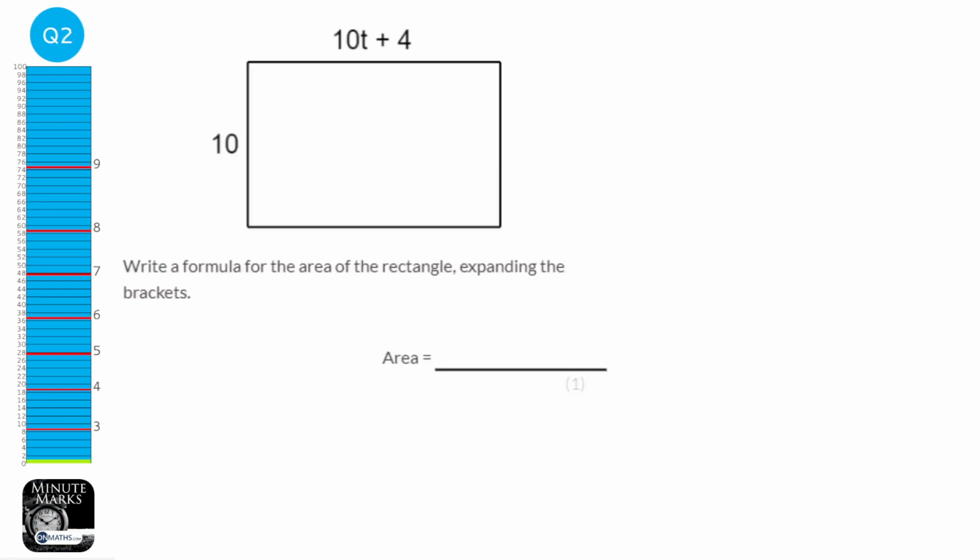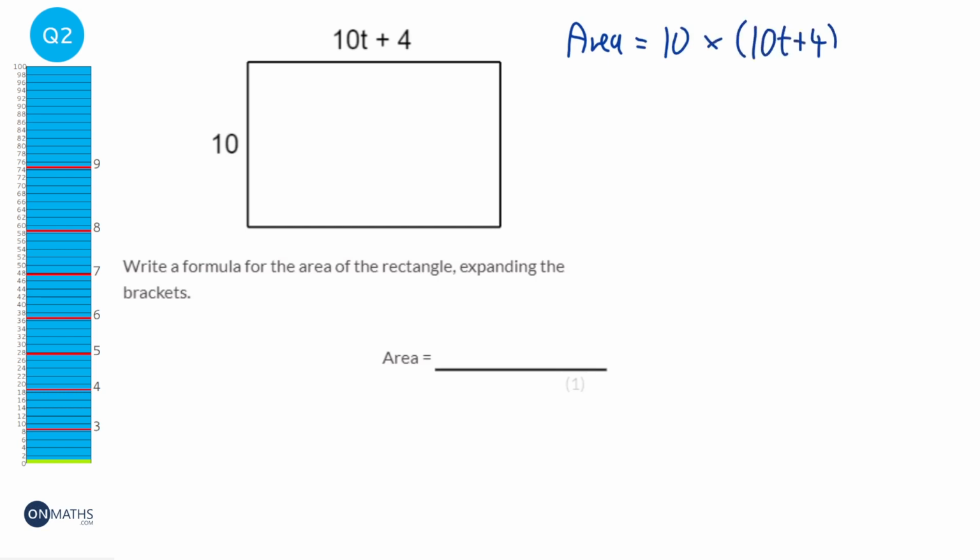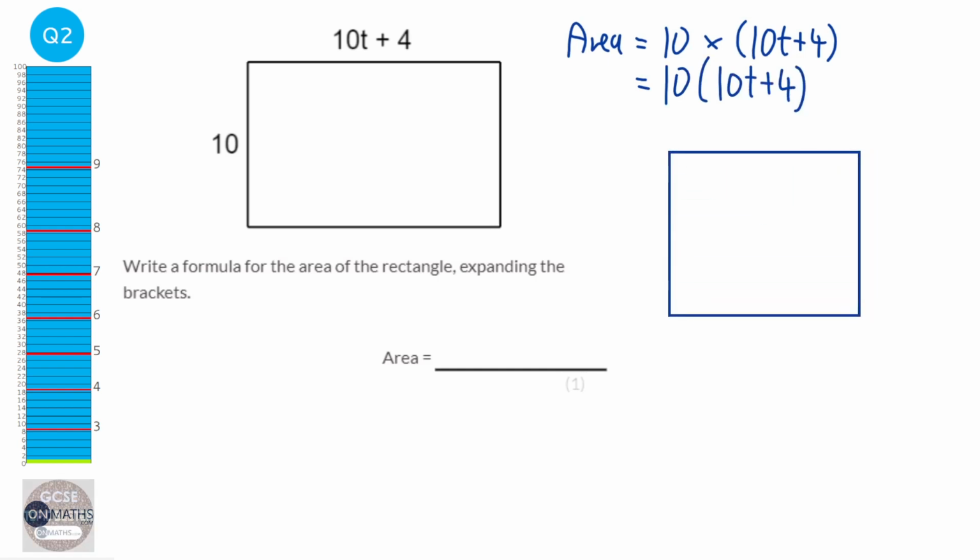So to find the area of a rectangle, we do length times the width. So here, to find the area, we will do the 10 times the whole of the 10t plus 4. And to show that we're doing the whole of it, we put it in brackets. So a different way of writing that is 10 brackets 10t plus 4. And whichever method you use to expand brackets, feel free to do it here.